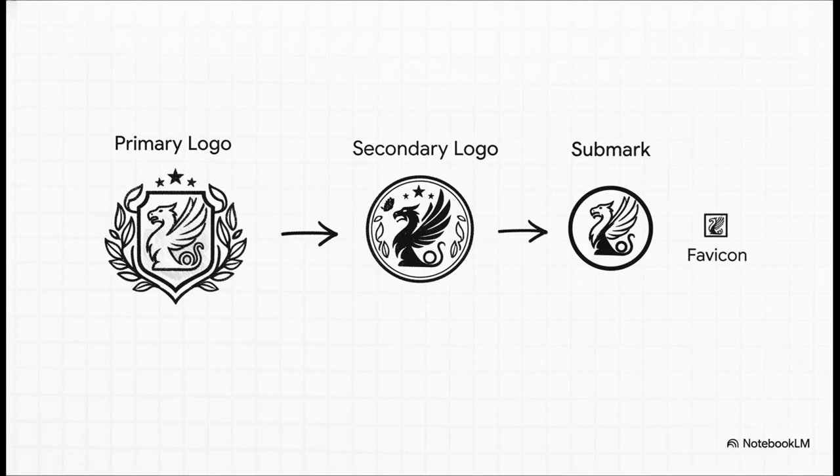Next, a secondary logo, which is usually a different arrangement, like stacking the text if the primary one is horizontal. Then you need a submark, which is your highly adaptable, simplified symbol. And finally, the favicon, that tiny little icon you see up in web browser tabs. Having all 4 of these ensures your brand stays completely cohesive, literally no matter where it lives.